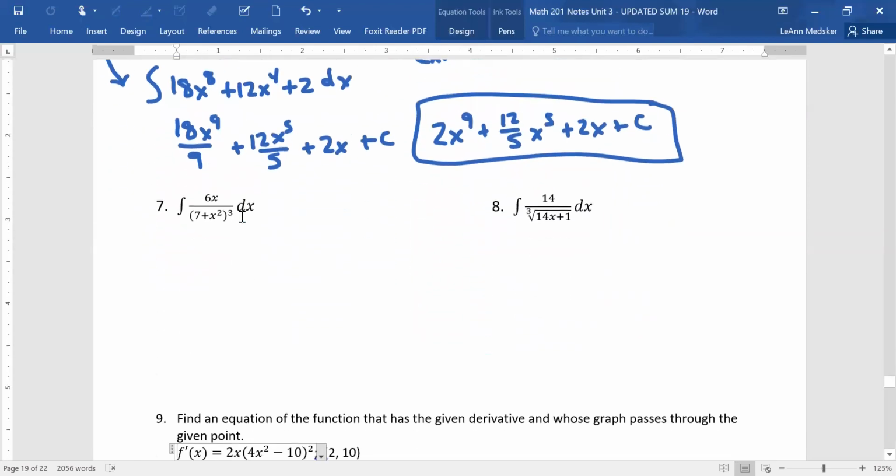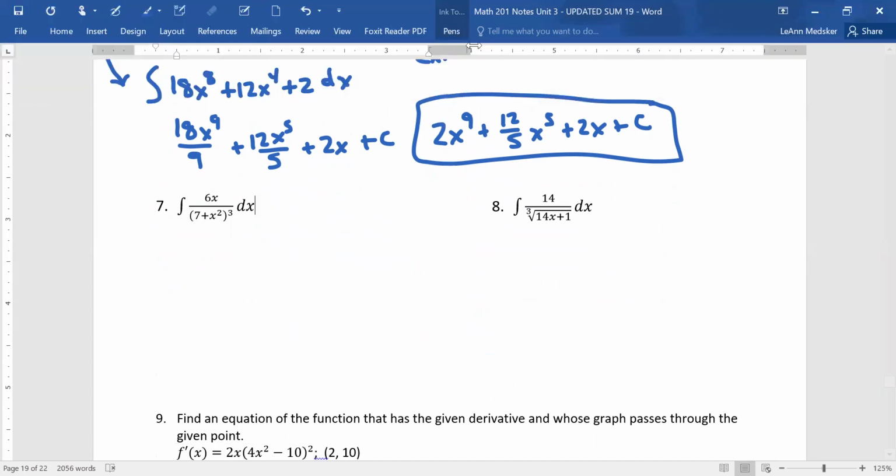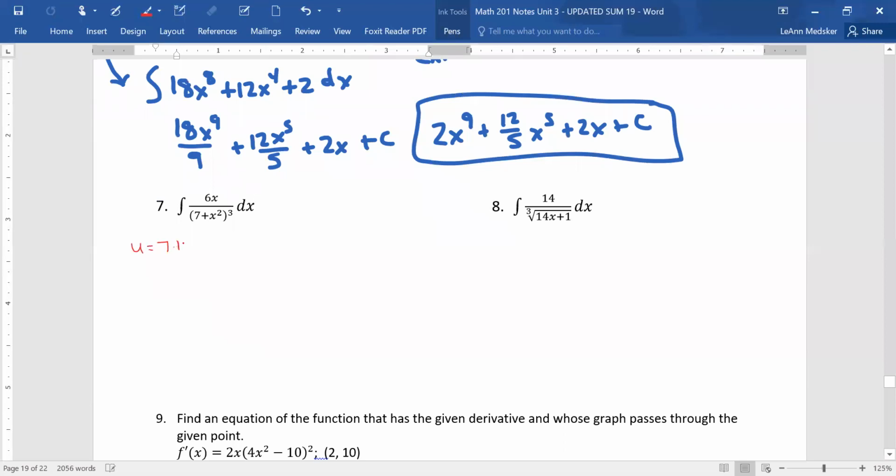All right, so let's look at number 7. This U-substitution that we're going to try for this one. The bottom part has that cubed in it. So we're going to see if we can let the inside of that parentheses be our u. So this would say u is 7 plus x squared. So du is 2x dx.